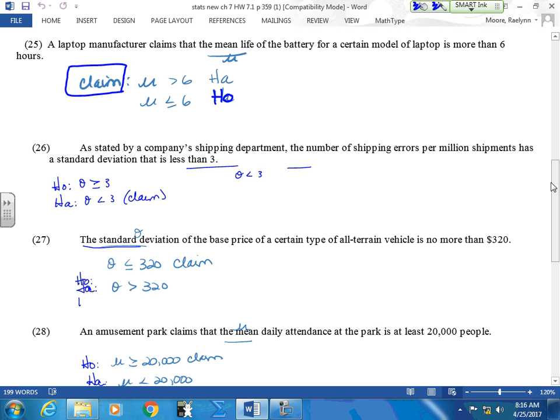So we start with this. This is our claim. Whatever is stated is the claim. The HO has the equal sign. It's its complement.